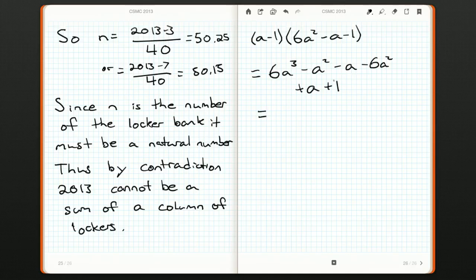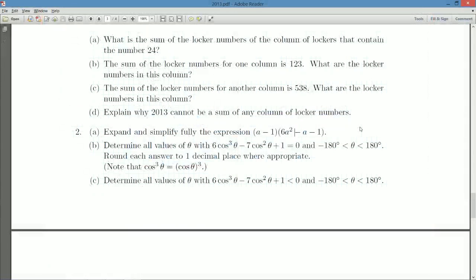So we expanded, now we need to simplify. Well, this a and this a, they're going to cancel out. And this minus a squared and this minus 6a squared, they're going to come together to give us minus 7a squared. There's no a term, so we just jump to the 1. And that's our final answer for A part. Very simple. I'd say it's probably worth a mark. And we're probably going to use this polynomial later on in the question for bigger and better things.